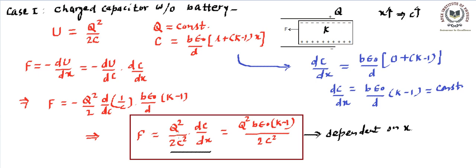So the formula of force is this. However, its interpretations are different. When the battery is connected, then the force remains constant. When the battery is not connected, then force decreases as the slab goes inside. And when the complete slab goes inside, you'll find the force will become 0. So this was about the force acting on a dielectric slab when it goes inside.